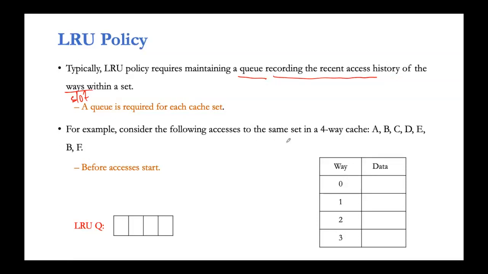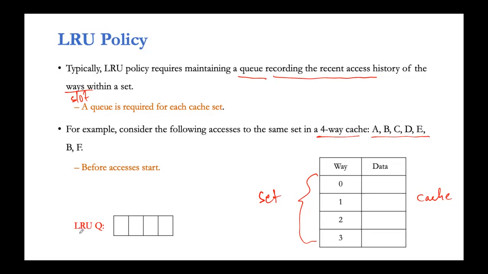For example, let's assume the following accesses to the same set in a four-way cache, that is, the cache line accesses A, B, C, D, E, B and F. The cache has one set, and that set has four ways. In these four ways, the LRU policy is going to check whether these accessed cache lines are available or not. If not, then the replacement should take place based on the least recently used.